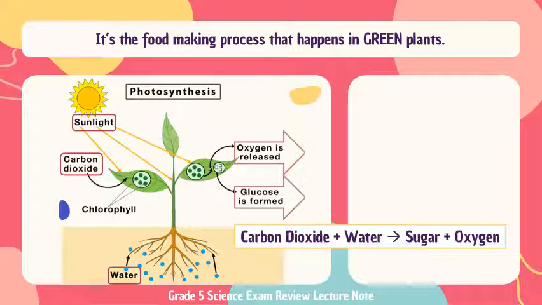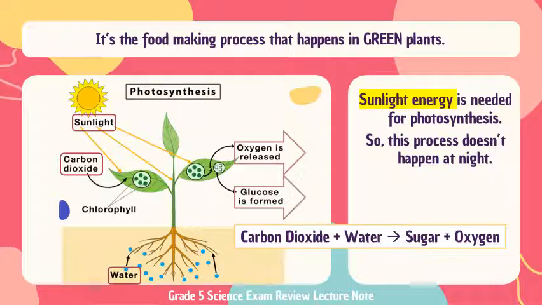It's when carbon dioxide is combined with water in the presence of sunlight energy to produce plants' food, which is a kind of sugar called glucose, and release oxygen. Photosynthesis requires the presence of sunlight energy, so this process stops at night.